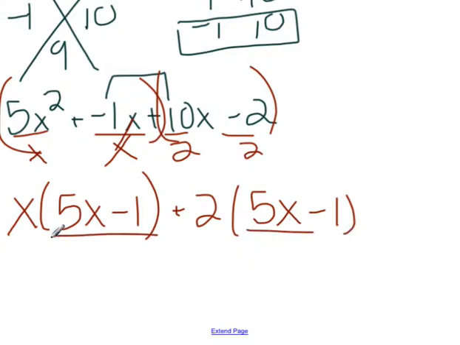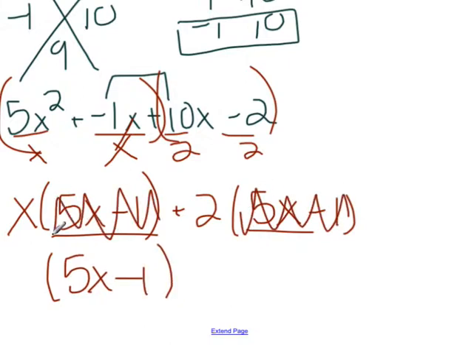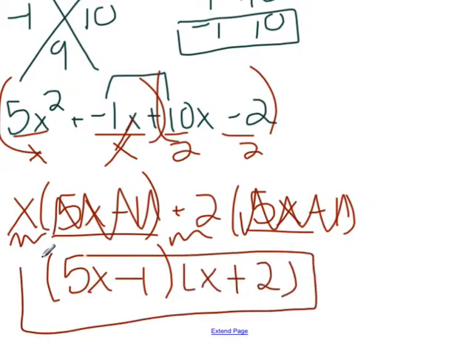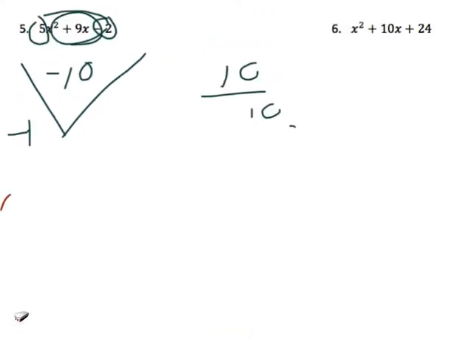So my leftovers are matching, so I can go ahead and factor those out. And once I've pulled those out, I'm going to write what's left after that, which is x plus 2. So this right here is our final answer for that one, 5x minus 1 and x plus 2. So I'm going to go ahead and erase this, and we're going to go back and take a look at number 6 now.